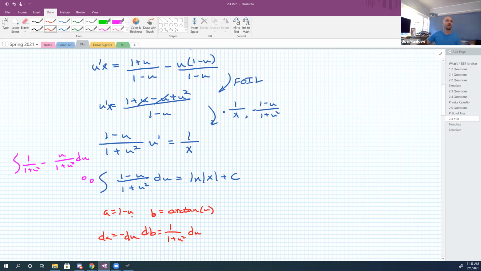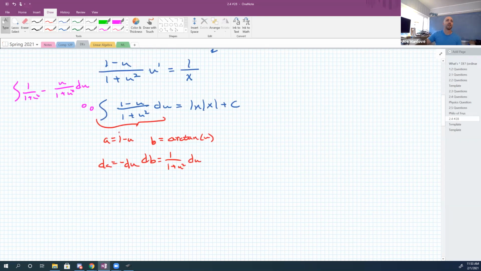Okay, so then I'm really just integrating this piece, by the way. So then that should be the product of this and that, so 1 minus u times the arctangent of u. That would be normally my uv, right? And then I need minus the integral of v du. So I need to minus integrate arctangent of u du.